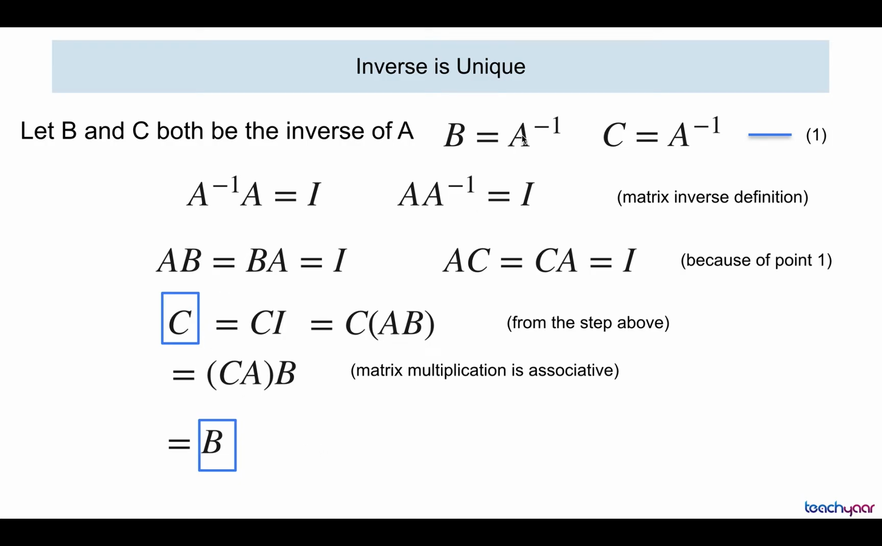So B is A inverse, C is A inverse, and C equals B, which means the inverse is unique, right? The two things that we said could be different cannot be. B and C are the same, and so the inverse is unique. So that's something to always keep in mind, right?